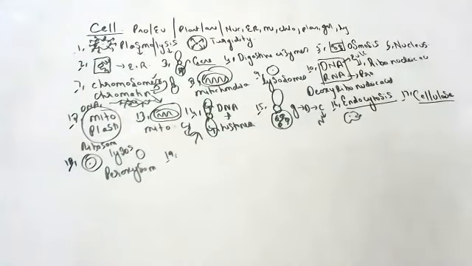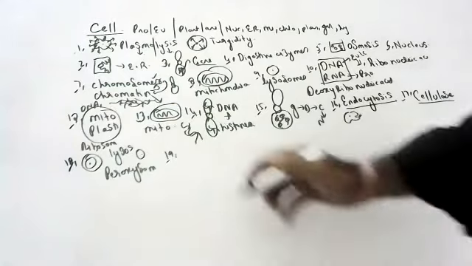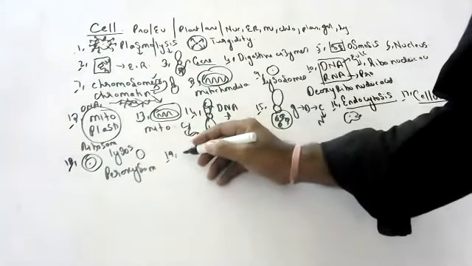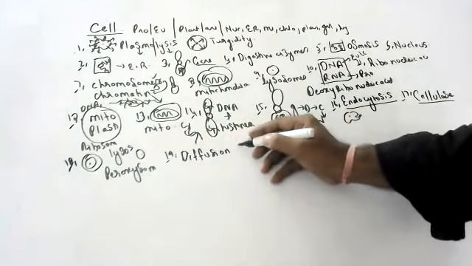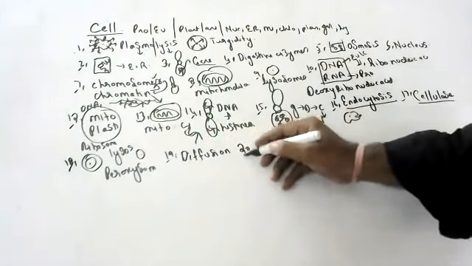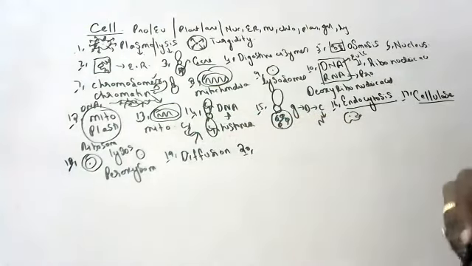How do substances like CO2 and water move into the cell and out of the cell? Diffusion. Gases go by diffusion and liquids go by osmosis.